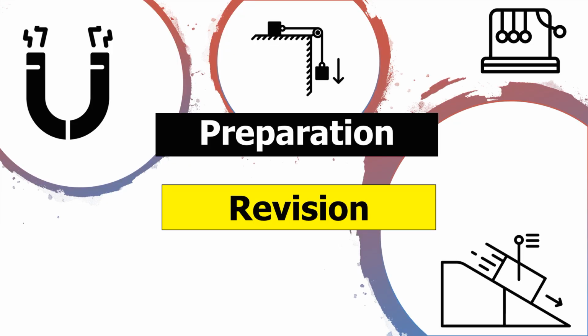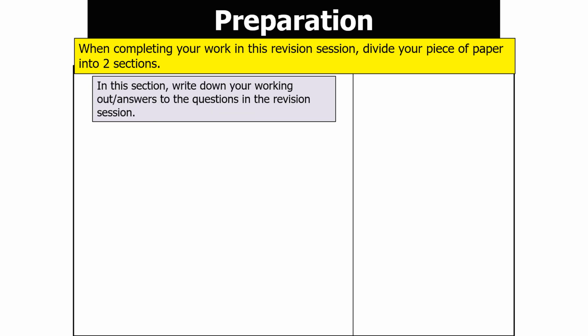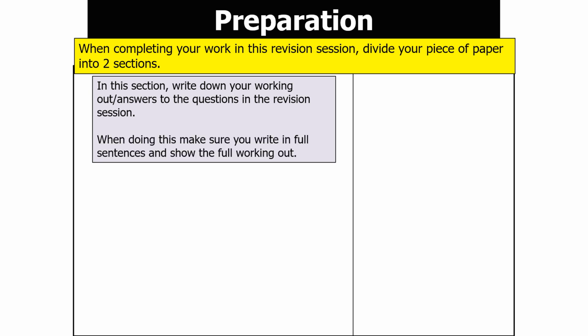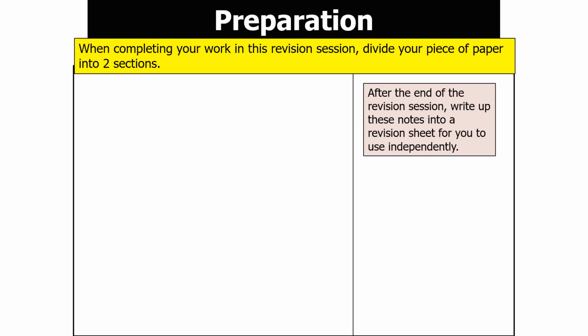So how should you prepare for this revision session? When you're completing your work, divide your piece of paper into two sections. Make the section on the left hand side larger than the right hand side. In this section, write down your working out and answers to the questions. Make sure you write your answers in full sentences and show your full working out. In the right hand side section, write down any information which you find useful or any hints and tips on answering questions from this revision session. After the revision session, write up these notes into a revision sheet for you to use independently.